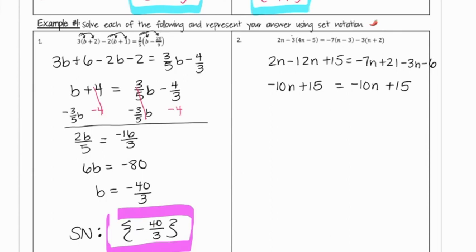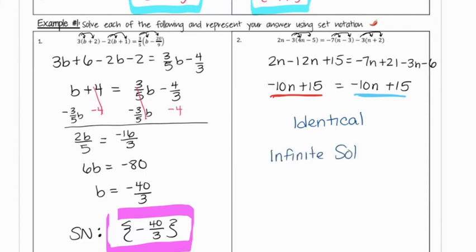I see that there's distribution going on, so I'm going to get rid of all of that. And then I start combining like terms. And at this point, I stopped. Why did I stop? The reason I stopped was because this first piece looks exactly like that back piece, which is telling me something. It's telling me that these 2 things are identical. I mean, clearly we could see that. If they are identical, that means that how many solutions would I have? I would have infinite solutions.